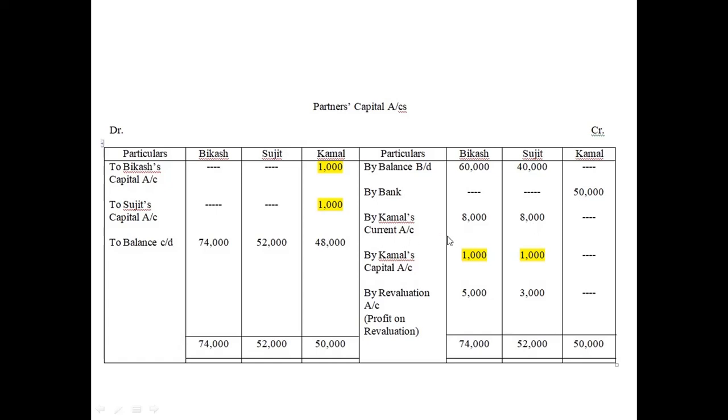Because a new partner has to always pay the amount of goodwill to the sacrificing partners as per their sacrificing ratio. That is why we have to always make the adjustment for the same. When a new partner is bringing in the amount, we write here by premium for goodwill. But if the partner is unable to bring in the amount of premium for goodwill, then we write the partner's current account, a new partner's current account.